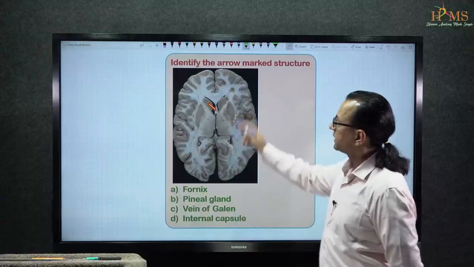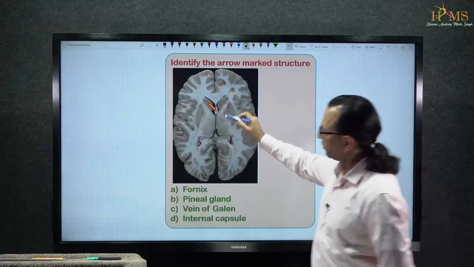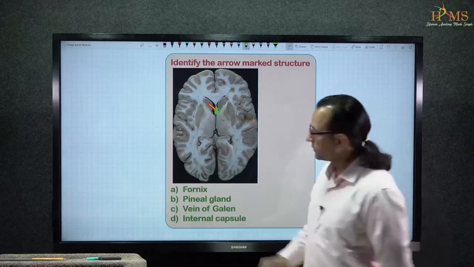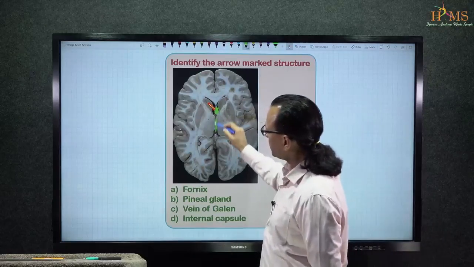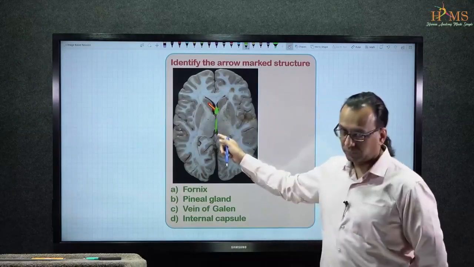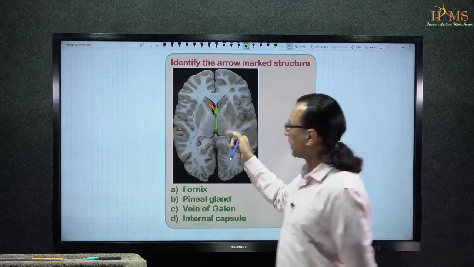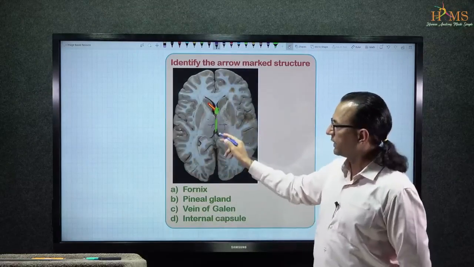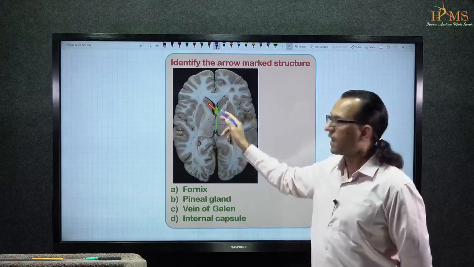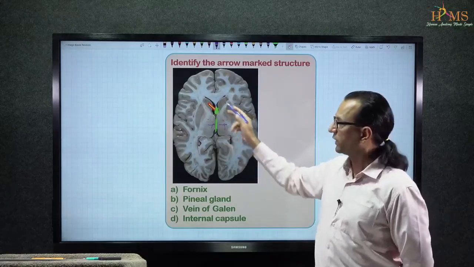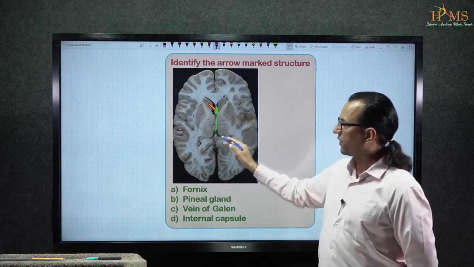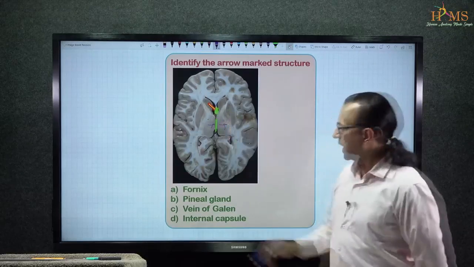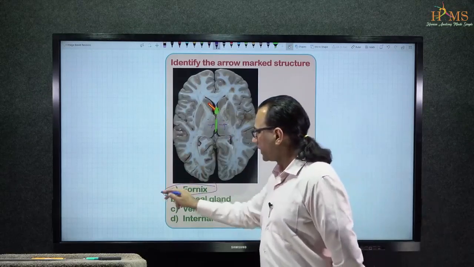This particular question is asking for the arrow mark structure which is in the midline, and that is actually the fornix, which is the anterior relation of the third ventricle sandwiched between the two thalami. Here are the two thalami sandwiching the third ventricle in the midline, and the fornix is at the anterior relation of the third ventricle. It is also the roof of the third ventricle and it comes anterior, so that will be the fornix. Our answer should be choice number A here.